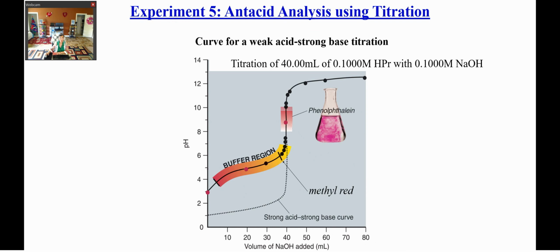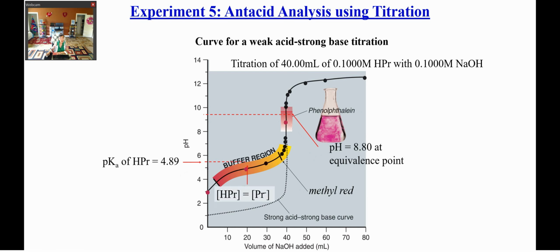This is the first titration curve. The second titration curve is a weak acid, strong base titration. You are going to use the strong base sodium hydroxide to titrate, for example, acetic acid.